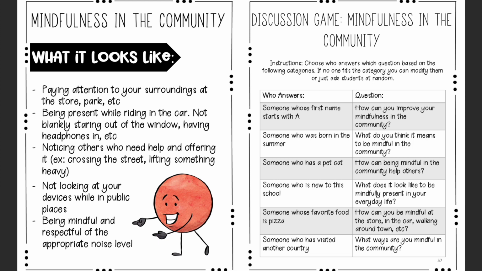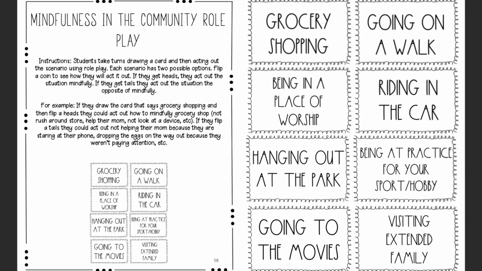So for this one, to determine who will answer the question, there are different categories. For example, someone whose first name starts with an A would answer this question. And if no one in your group starts with A, you could go to B and so on down the alphabet until you found someone. Or someone who was born in the summer, ask that question. Someone who has a pet cat. So these are general. I'm assuming someone in your group was born in a summer month, but they might not be, and that's okay. You can modify these to fit your group. It's just a fun way to randomly select who ends up answering questions.